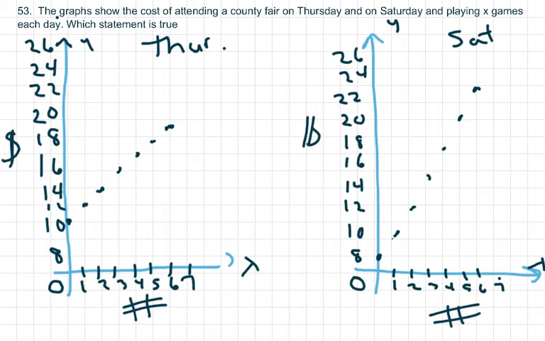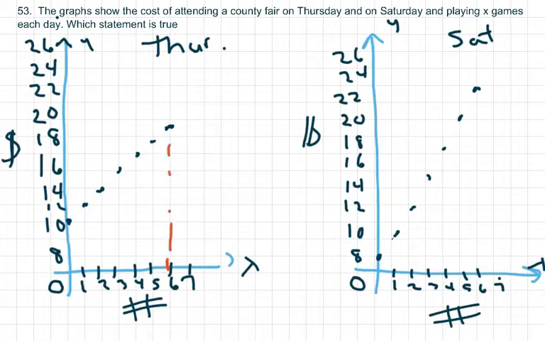Right? The next one shows graphs here. And you have to see what statement's true of the cost of attending a country fair on Saturday versus Thursday. And you just have to read through them all and just look at the graphs and see which works. The answer is B. It said it's 6 games on Thursday. So this is what I did.